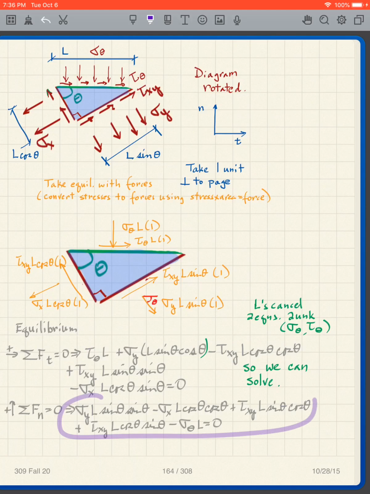And we can do the same thing for the n direction. So same thing, in other words, this is downward in the n direction, and so that's going to be minus sigma theta times L. And then this is the other one I've drawn the angle, so that's going to be downward, so it's going to be minus sigma y L sine theta times the component in the n direction is sine theta, so it's going to be minus sigma y L sine theta. There should be a minus sign there. So let me just put that in there.